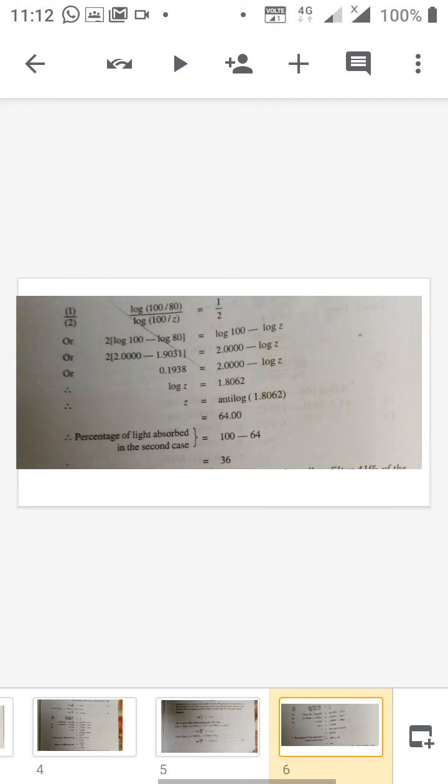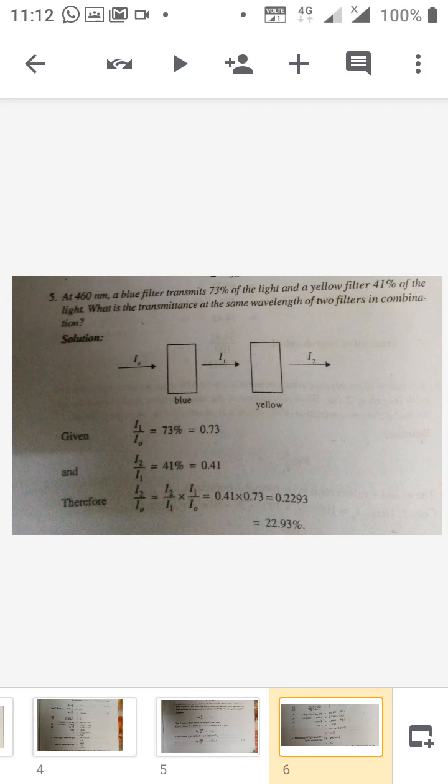So substitute in the equation: log 100 divided by 80 is equal to epsilon C1 into x. In the second case, log 100 divided by Z is equal to epsilon 2C1 into x. So by direct substitution, we will get the Z value. After that, for finding out the percentage of the light absorbed in the same case, we have to reduce this term 64 from 100. So we will get 36 as the answer.